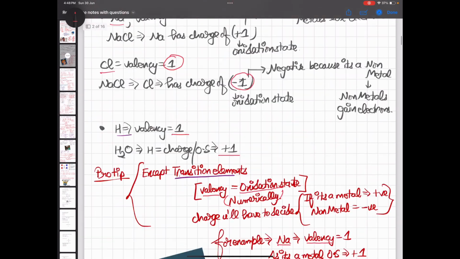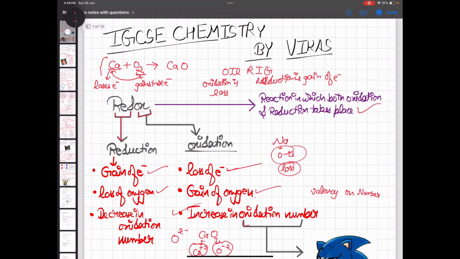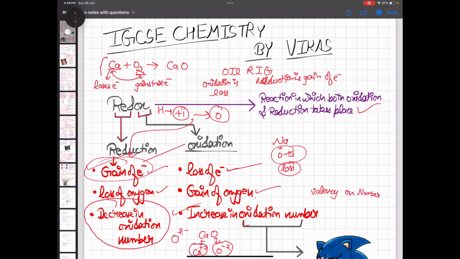So this also supports our first point, that reduction is gain of electrons, true, but this is also decrease in oxidation number. Hydrogen is going from +1 to 0. So gain of electrons is there, right? But this is also decrease in oxidation number, isn't it? Think about it. All right?